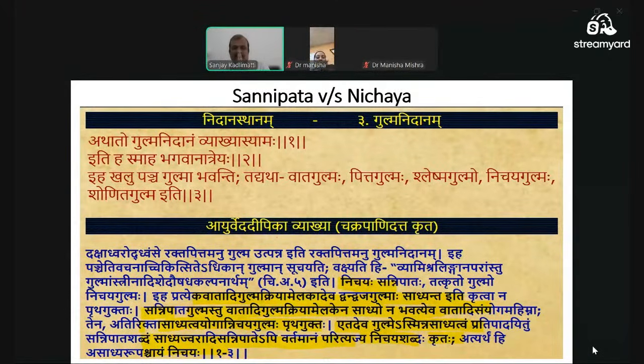See, take home message. When the Sannipata can be treated by the individual treatments of Vata, Pitta, Kapha combined, then it is Sannipata Gulma. If some disease cannot be treated by the combined treatment of Vata, Pitta and Kapha, it has some special lakshanas and it needs some special treatment, then it is called Nichaya. This is the important understanding of the difference between Nichaya and Sannipata. I hope it's clear. Let's move on.